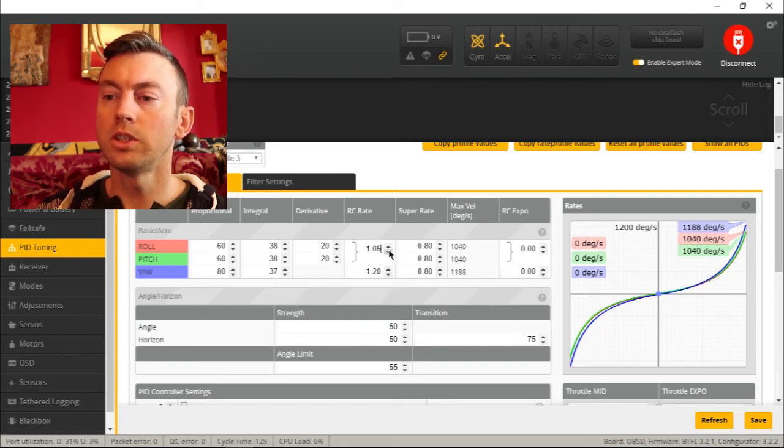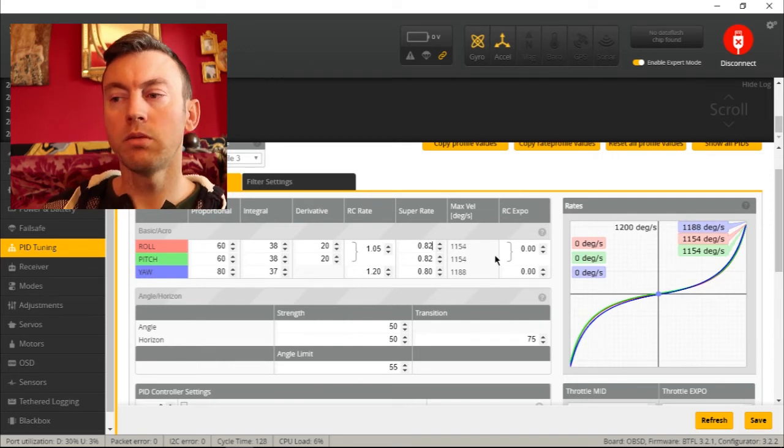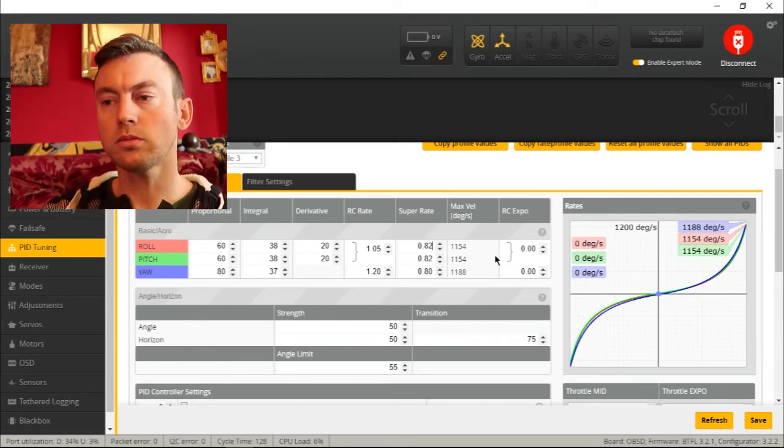What I would do is I would adjust the RC rate down, and then I would push the super rate up until I got it pretty much where I had the same maximum velocity. And then from that point I would fly it again. And again, if it felt sluggish, what I might do is I might drop that RC rate again.